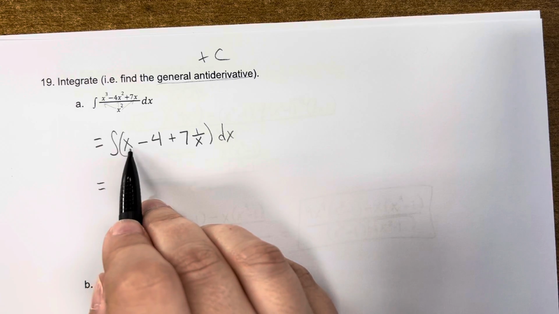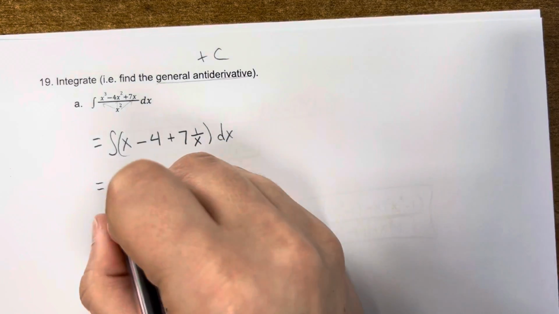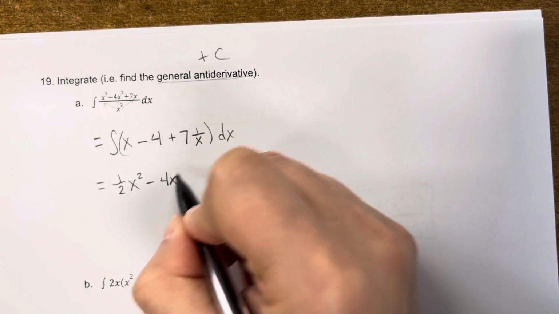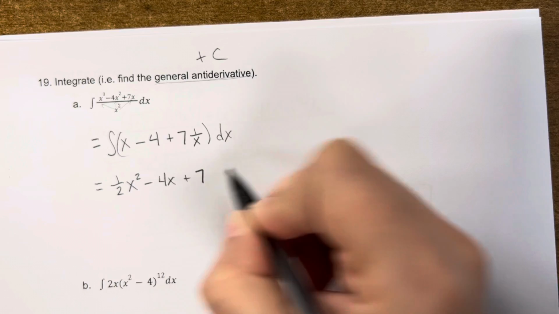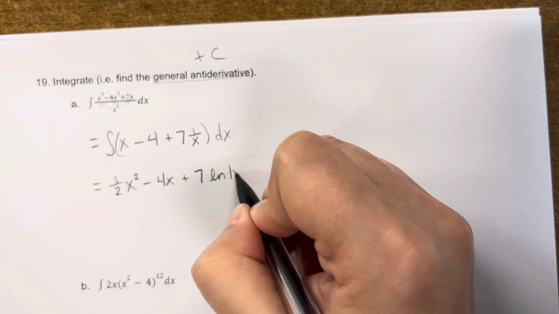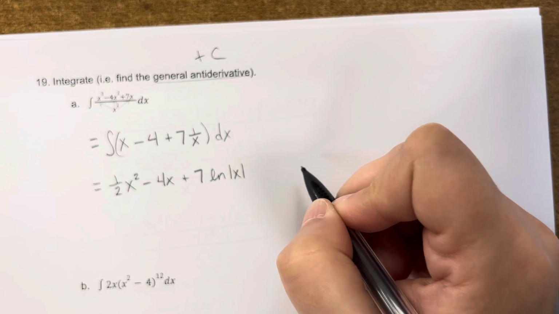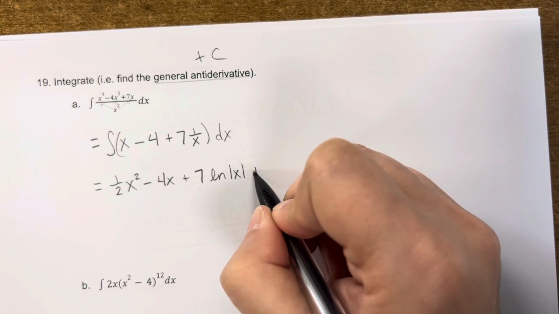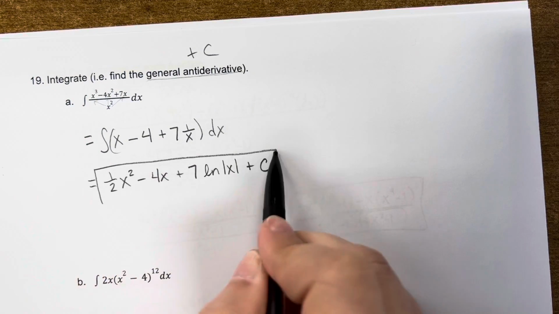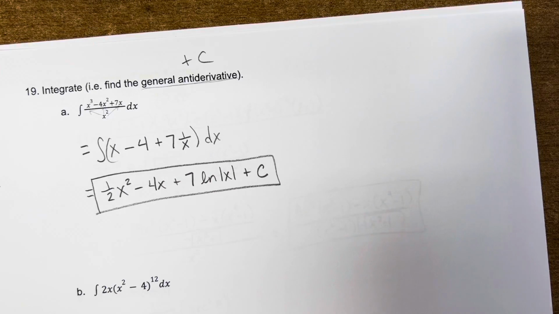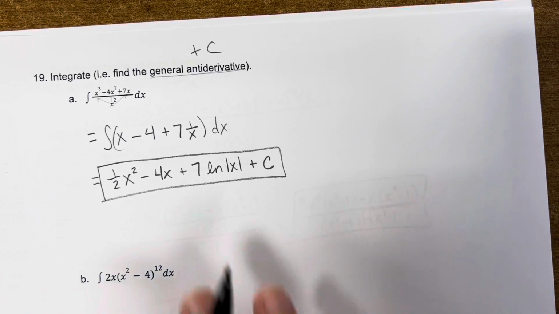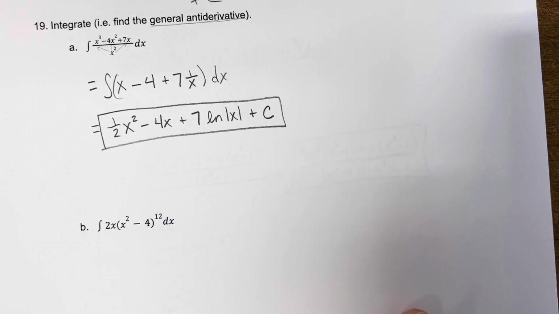But let's start here. If I take the integral of x, that gives me a 1/2 x squared. The integral of 4 is 4x. And then plus, I'm going to leave the 7 alone. The integral of 1 over x is the natural log of x. Make sure you put your absolute value bars. And then don't forget your plus c on the end. Okay, so I would just stop there. It just wanted the general antiderivative, so I don't really have to do anything else there, and I can't simplify anything there, so I'm good.